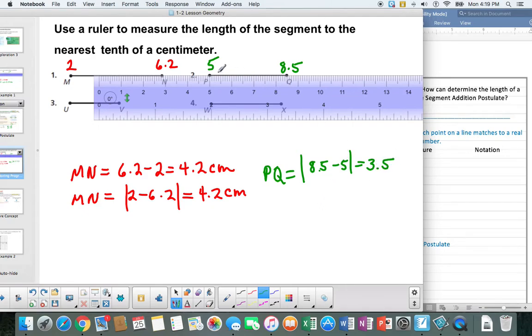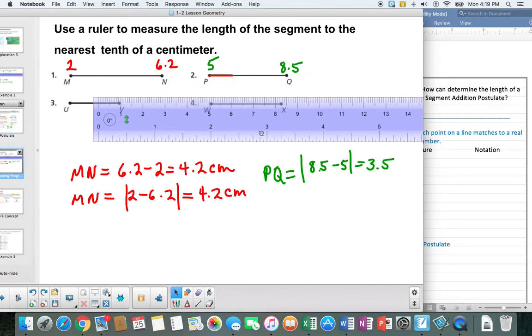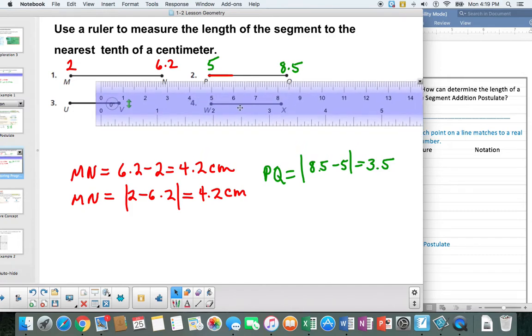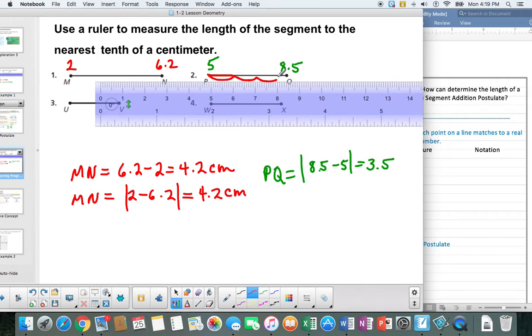Now, a lot of us can really just count. So we can see 1 centimeter. Let me move the ruler. Okay, so 1 centimeter, 2 centimeters, 3 centimeters, and then 3.5. Some of us can just take a look at the ruler and count like that.